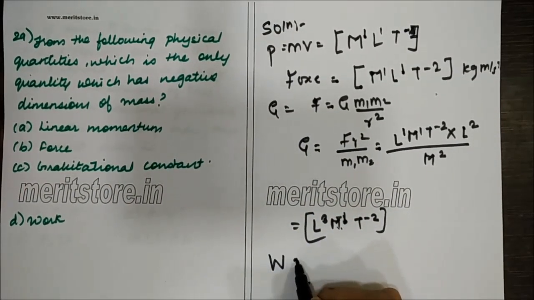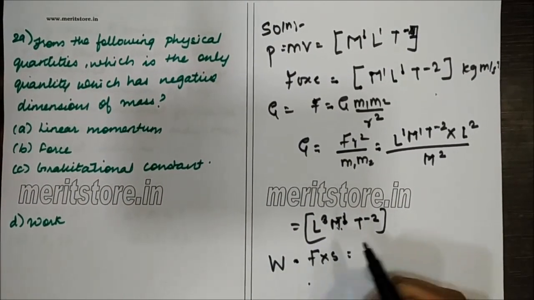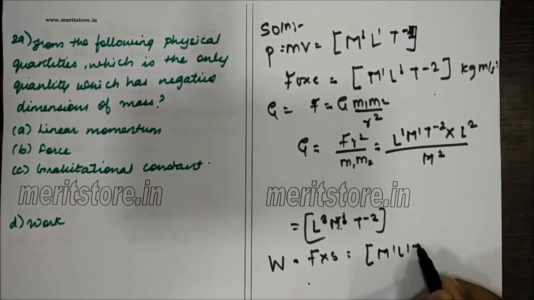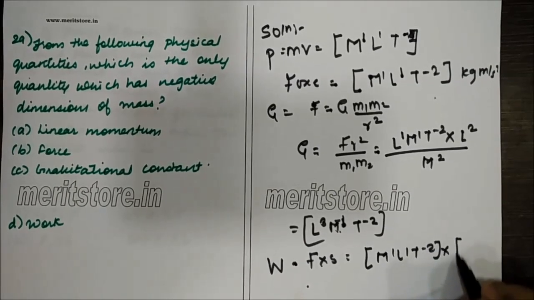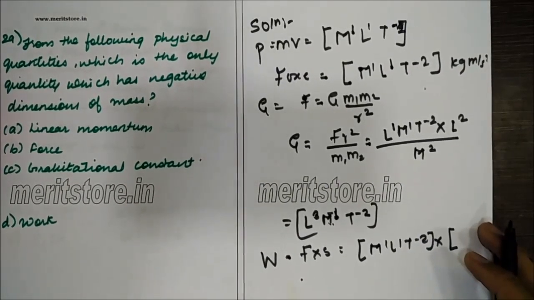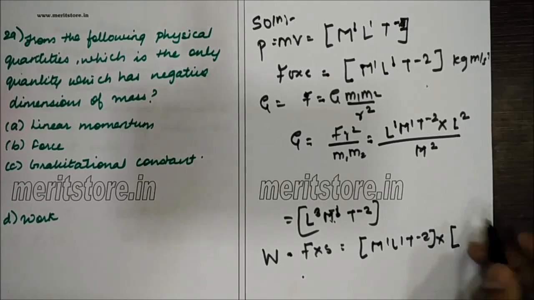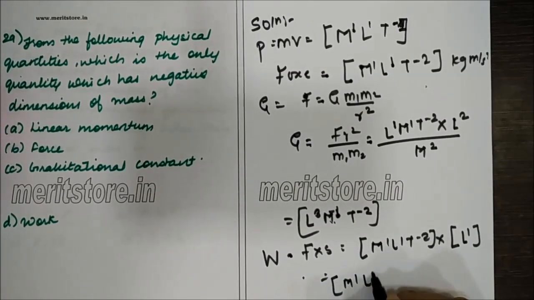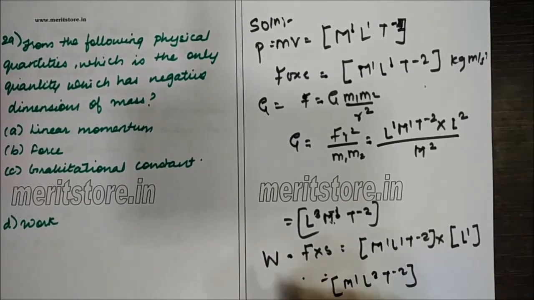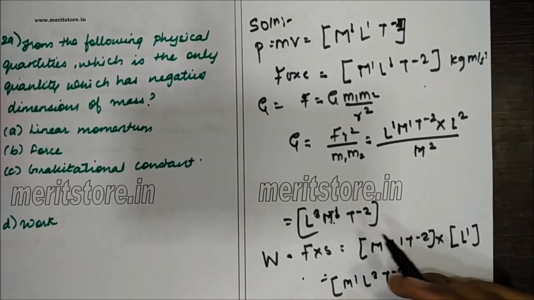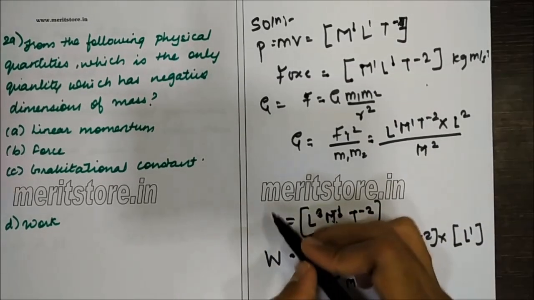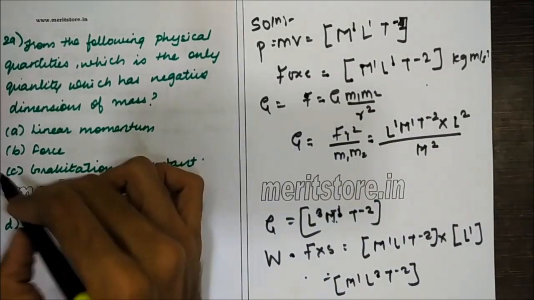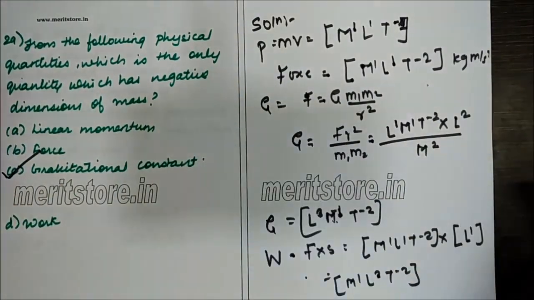We'll go on with work, which is force into displacement, right? Force is m1 l1 t raised to minus 2, into displacement, that is the length l1, so that gives you m1 l2 t raised to minus 2. So that is your work. Again, work has mass as a positive dimension, so the only one which has the negative dimension for mass is the gravitational constant G.